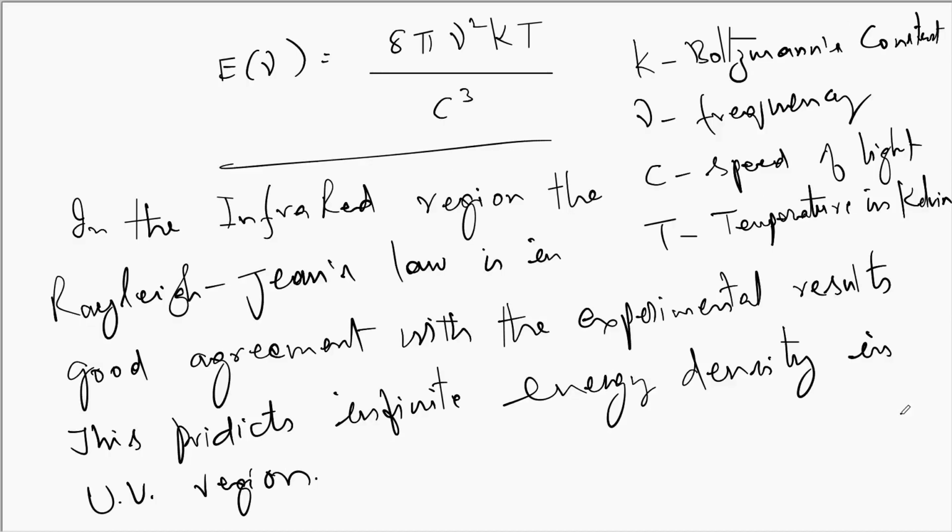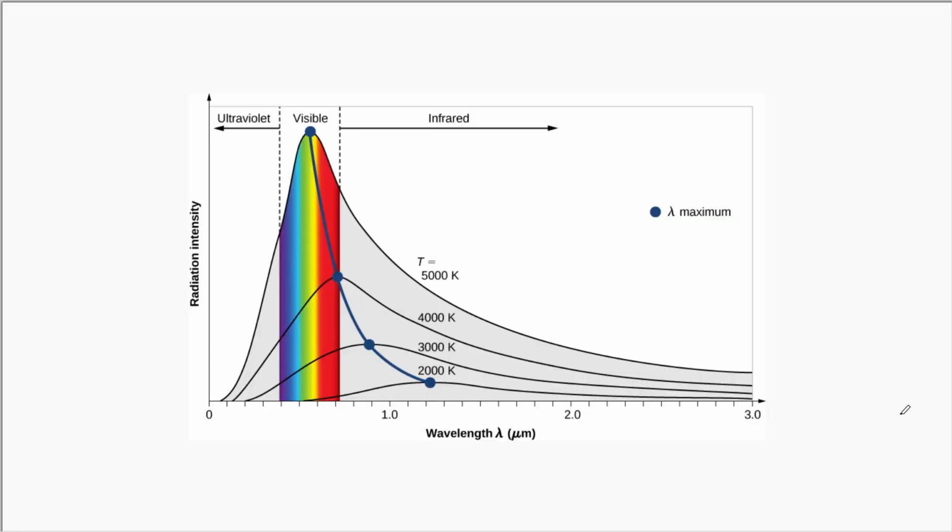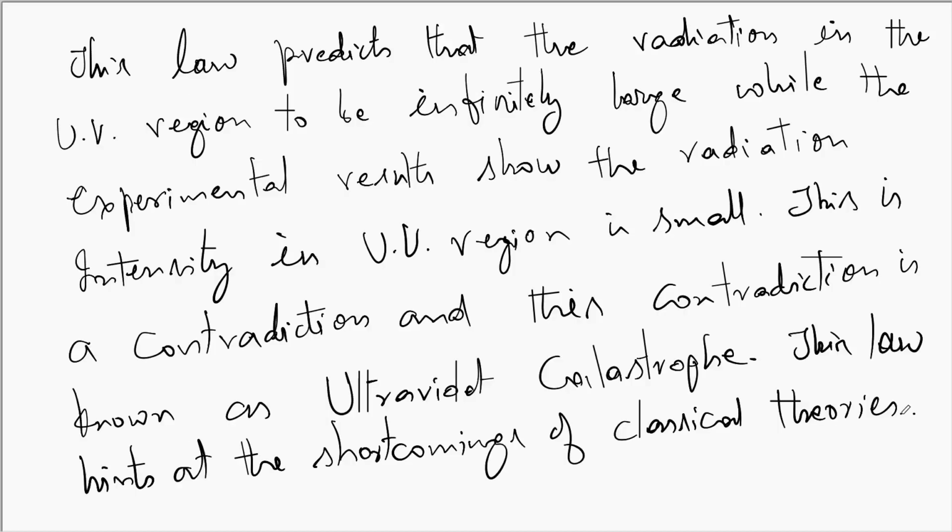We have said that the Rayleigh-Jeans law is in agreement with the experimental value in the infrared region, while it does not agree with the experimental values in the ultraviolet region, and we have said that that is a contradiction. The contradiction is known as ultraviolet catastrophe, and the Rayleigh-Jeans law hints at the shortcomings of classical theories.